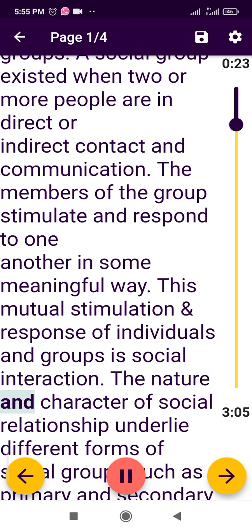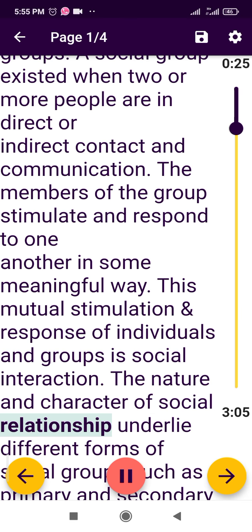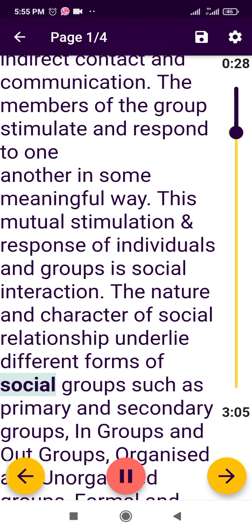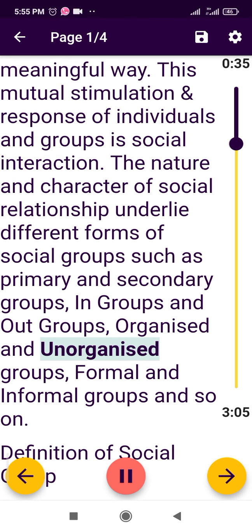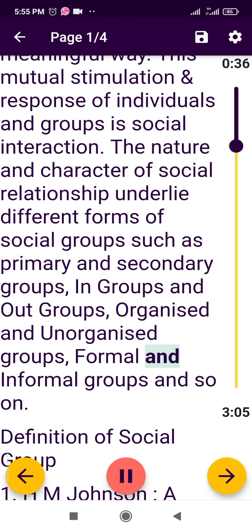The nature and character of social relationship underlie different forms of social groups such as primary and secondary groups, in-groups and out-groups, organized and unorganized groups, formal and informal groups and so on.